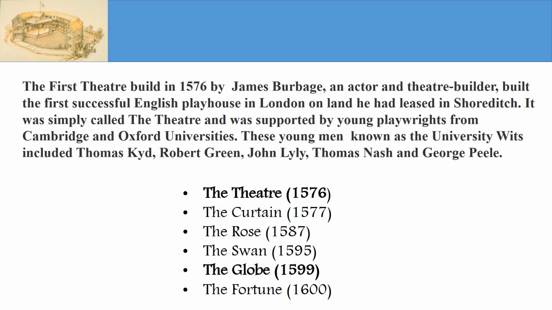The first theatre was built in 1576 and named the Theatre, and in 1577 the Curtain was built, in 1587 the Rose, in 1595 the Swan, and in 1599 the Globe. The speciality of the Globe is that Shakespeare was one of the partners in the Globe Theatre. And in 1600 the Fortune. These are all the theatres that were built during the period of Queen Elizabeth.